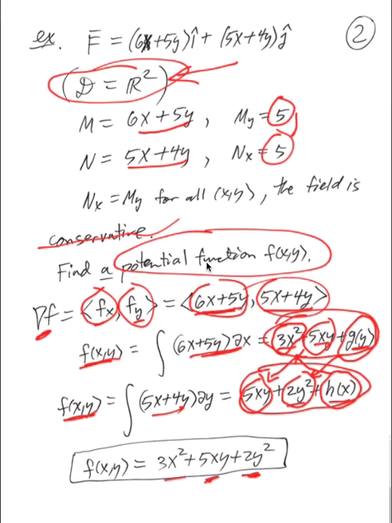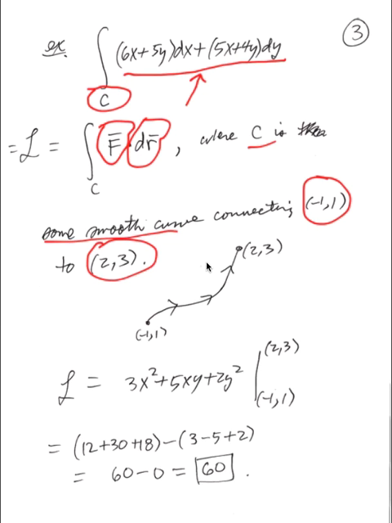Just a reminder of what our field was. This is our field. If I dot that with dr bar, I get precisely this thing. Well, you're integrating over a conservative field. So it's not going to matter this time what curve you actually integrate over. You're going to get the same value. It's independent of the path from negative 1, 1 to 2, 3. Doesn't matter how I do it there.